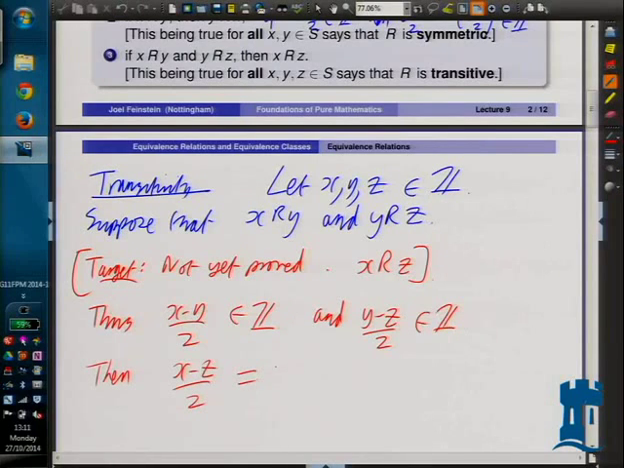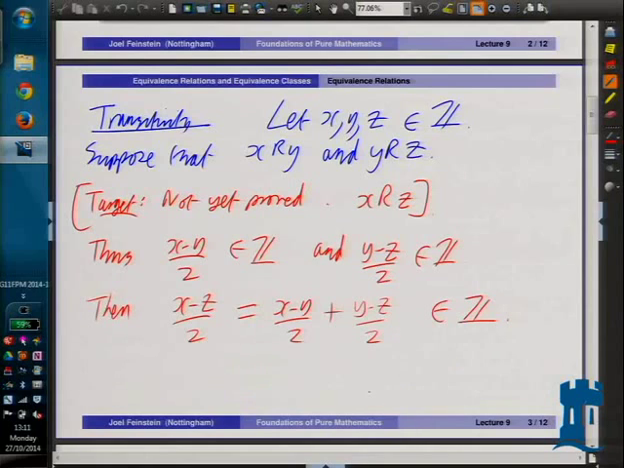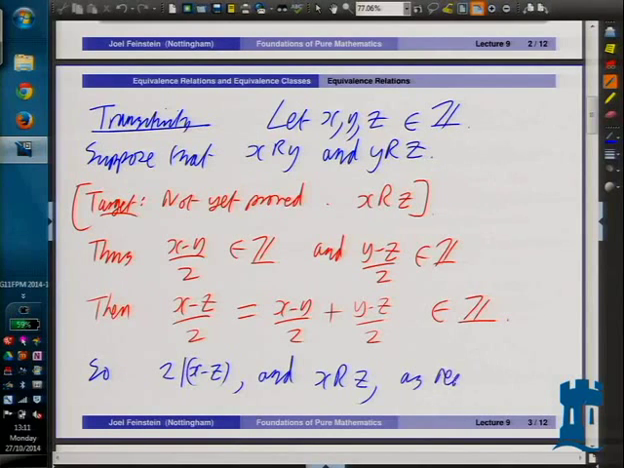But you can see that's equal to (X minus Y)/2 plus (Y minus Z)/2. So that's a sum of two integers, so it's an integer. And so 2 divides X minus Z. As required. Okay.